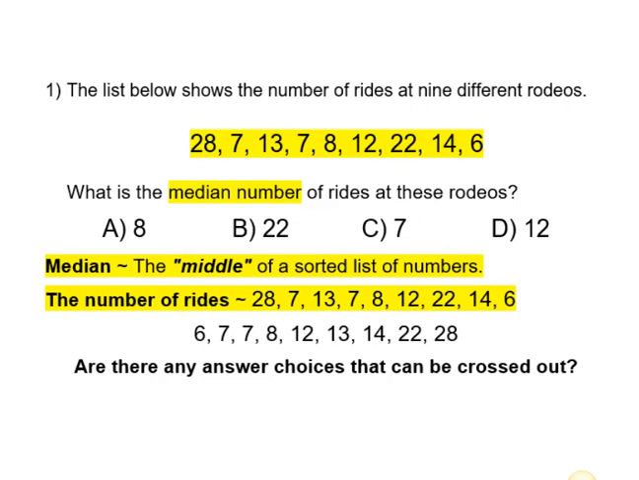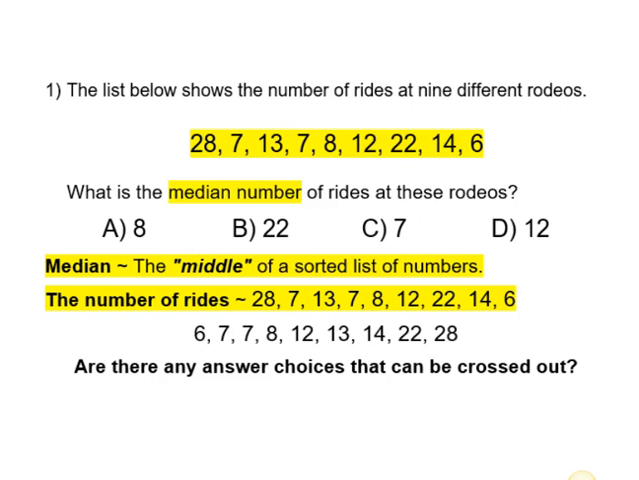So instead of the original order they were in at the beginning, we changed that order because we need to find the middle of the sorted list of numbers. In order to do that, we first must place the numbers in chronological order from least to greatest. So now our list is the following: 6, 7, 7, 8, 12, 13, 14, 22, and 28.